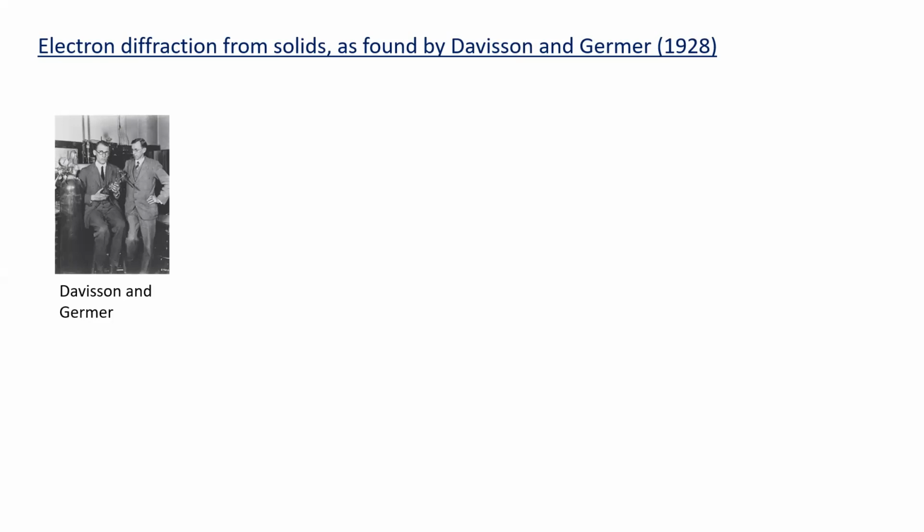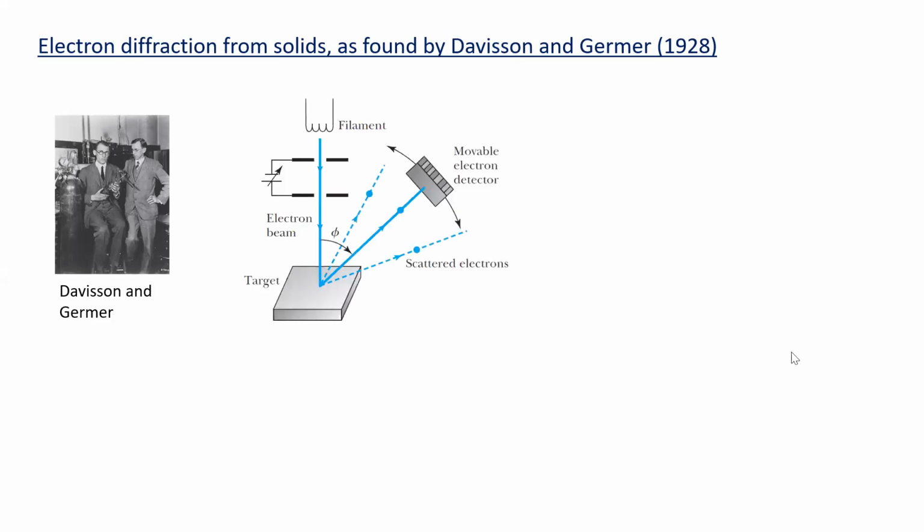two American physicists set up an experiment where they took initially a nickel target, and they had a heated filament which boiled off electrons. They accelerated the electrons up to a few kilo electron volts, and then they came in and scattered off of the nickel target, and they had an electron detector which could detect at various angles.